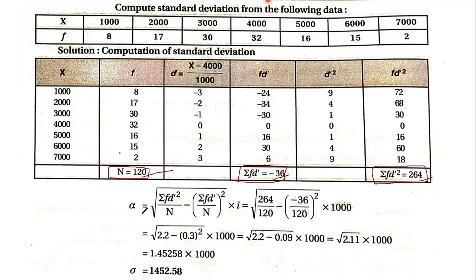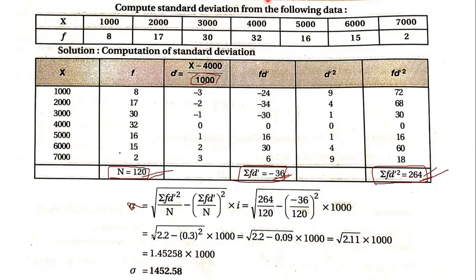Now let's go to the formula. Sigma is equal to square root of sigma FD dash square by n minus sigma FD dash by n whole square into I. So sigma FD dash square is 264, divided by n, which is 120. Then sigma FD dash is minus 36, divided by n, 120, into I. I is nothing but 1000, which we considered here.